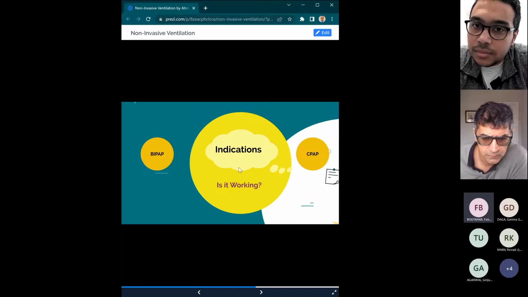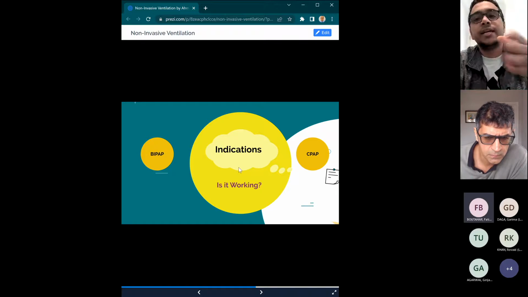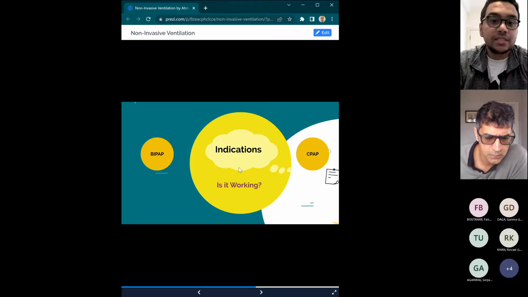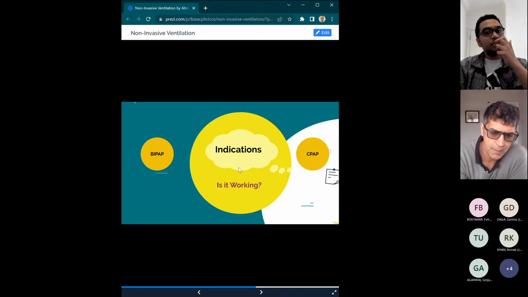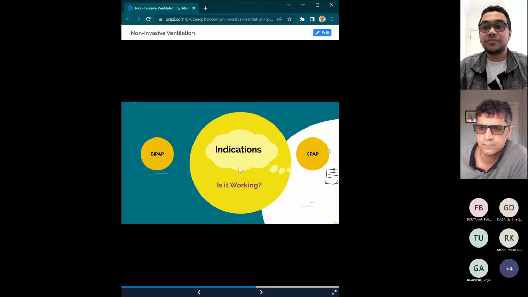Gases, the CO2 and the O2 levels. Okay, yes, CO2, and the work of breathing of the patient. Thank you very much, the work of breathing. So in type 1 respiratory failure, especially when the patient is hypoxic, they will start being dyspneic and the work of breathing will increase in both of them actually.